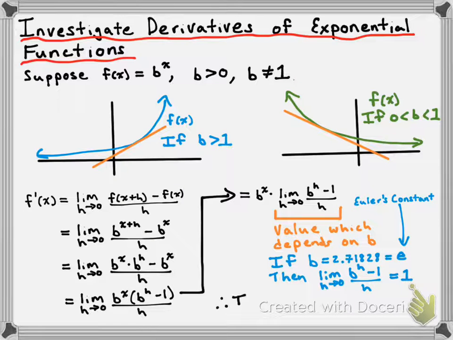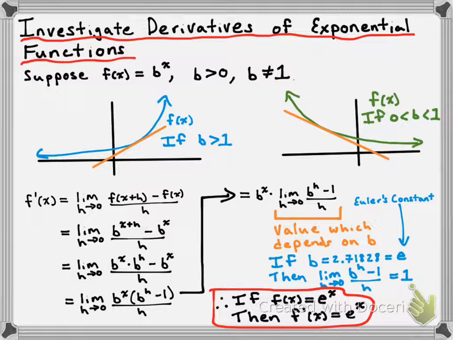In other words, if f of x is equal to e to the power of x, where again e is that special constant, Euler's constant, then f prime of x, the derivative of that function, is equal to e to the power of x. So that's actually kind of amazing.